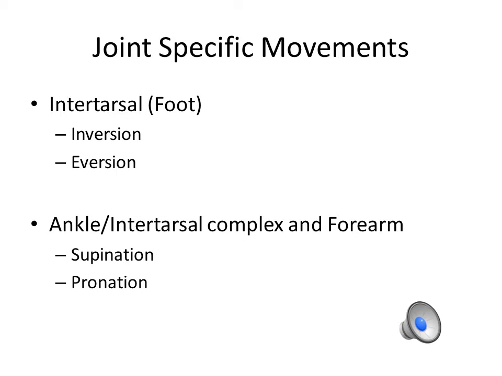Supination of the forearm is the rotary movement of the forearm so that the palm of the hand faces anteriorly, and pronation of the forearm is the rotary movement of the forearm so that the palm of the hand faces posteriorly.